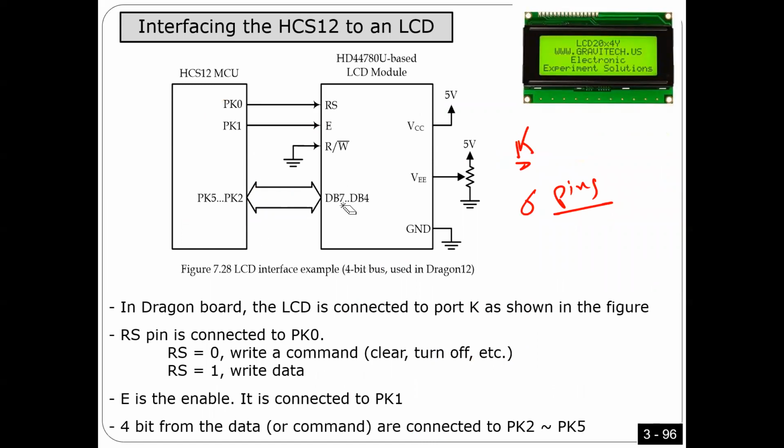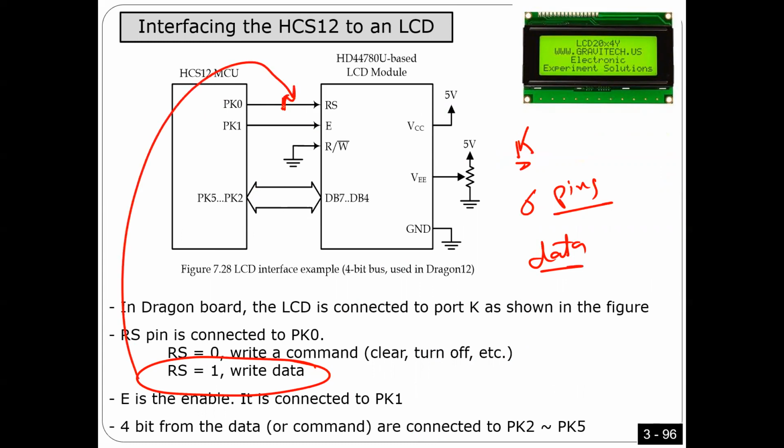Number 1, because this function is for data, it's not for a command, so it has to write 1. So number 1, this function has to put 1 here, right? Because this function is for data, it's not for command. This is the first thing this function has to do, has to put 1 here.